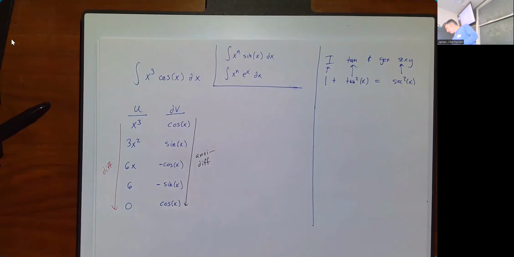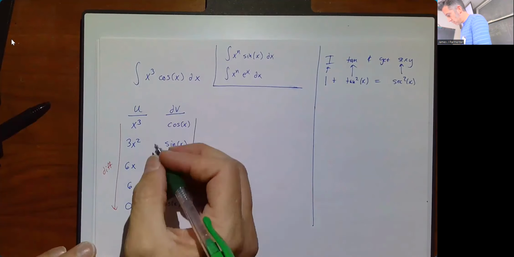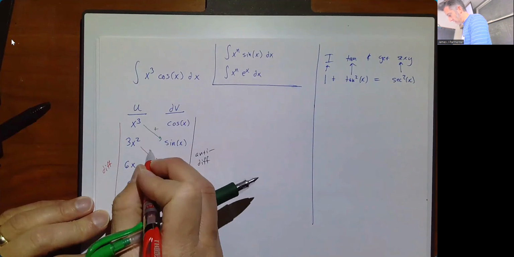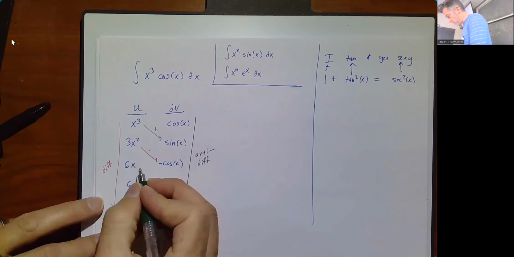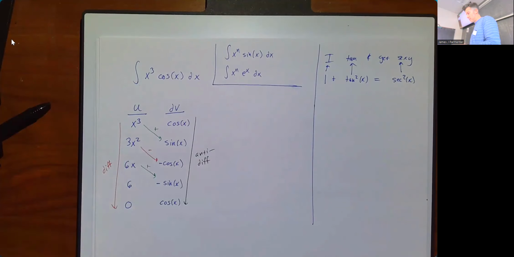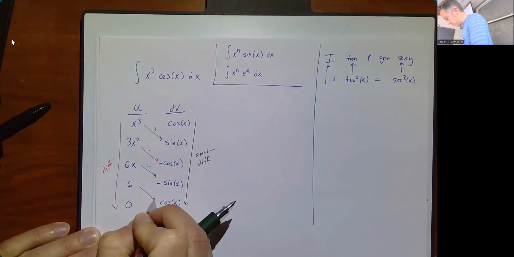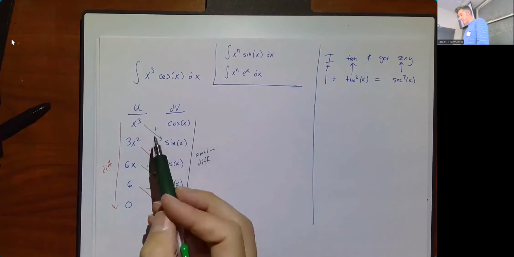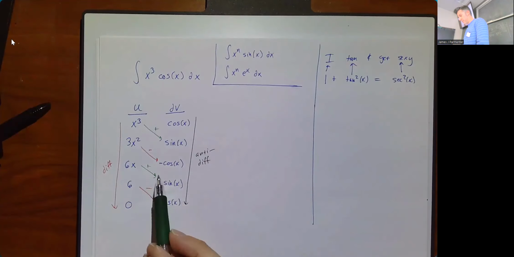Where's my green pen? Okay, so here's what we get. Here is the actual answer that we're going to write out. It's going to be plus x cubed times sine of x minus 3x squared times negative cosine plus 6x times negative sine minus 6 times cosine. It is always starting with plus, minus, plus, minus, alternating, and you're just doing the plus of this product, the minus of this product, the plus of that product, the minus of this product.